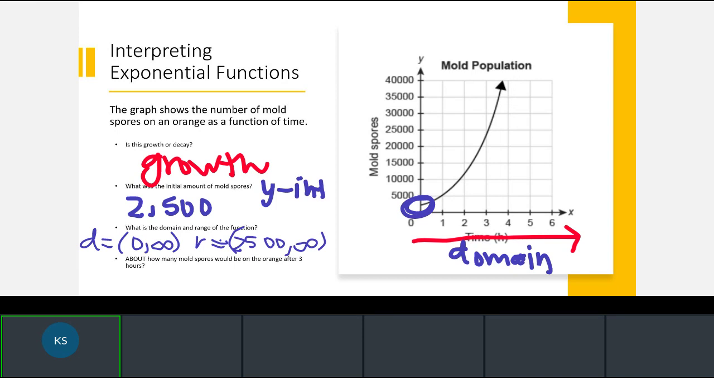About how many mold spores would be on the orange after 3 hours? Time in hours is 3. We come right up here. What would that be? We could say about 23,000.